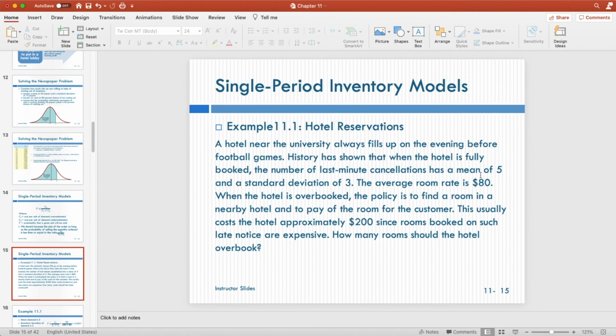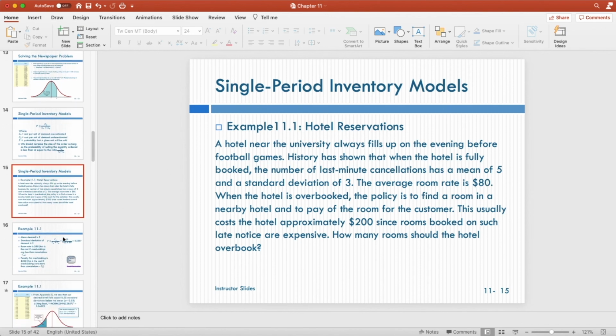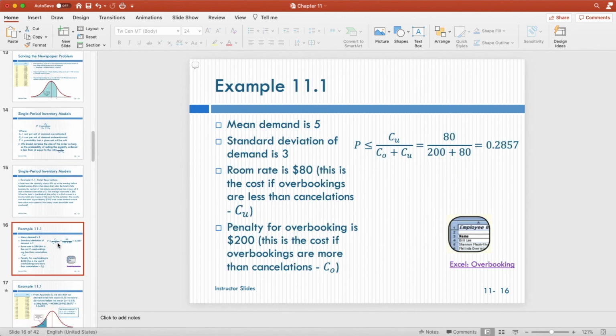This arrangement fee is higher than the original room rate. That's why you have to deal with this kind of situation. Very simple. Let's look at how we use our single period model to deal with this situation. First of all, the basic facts are already listed here.